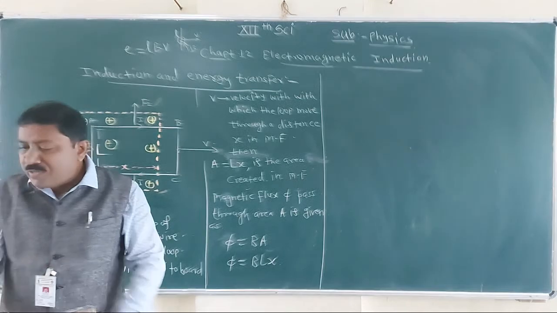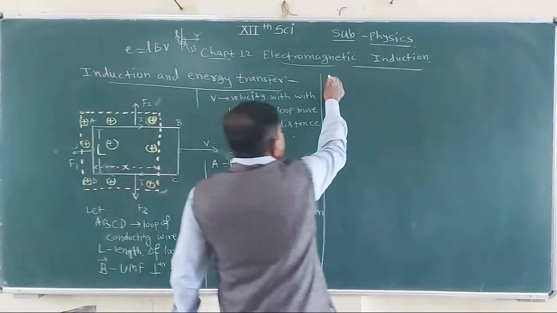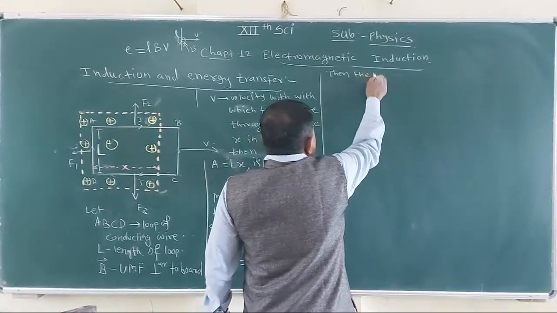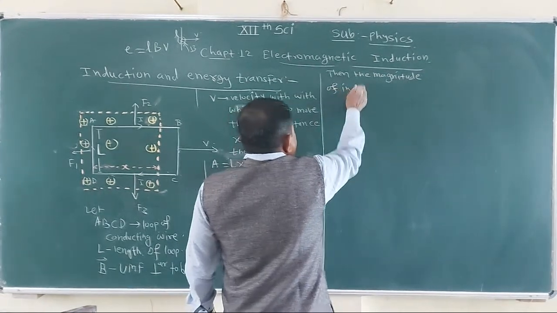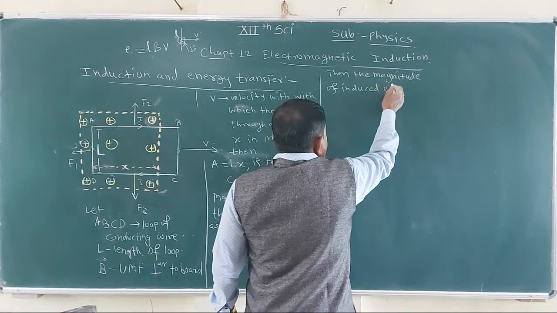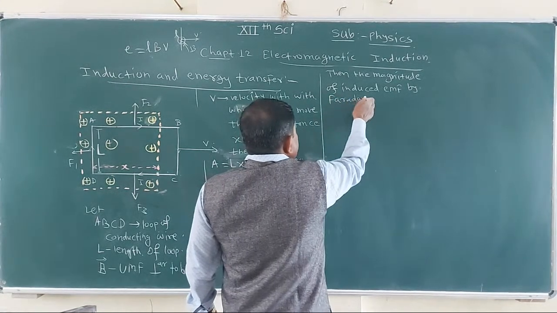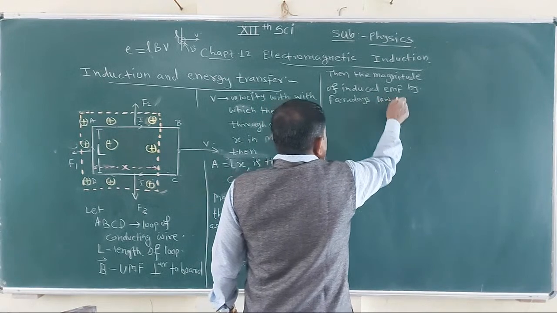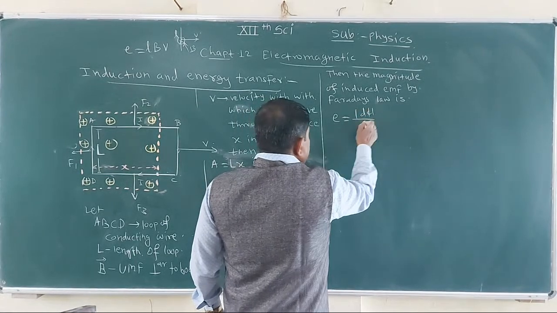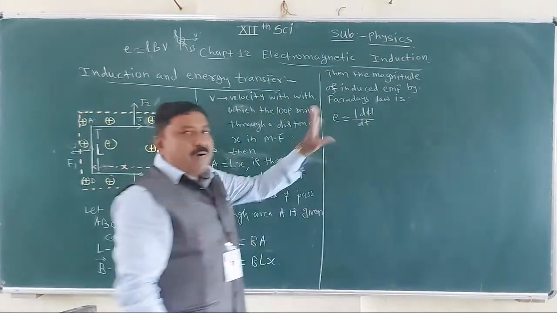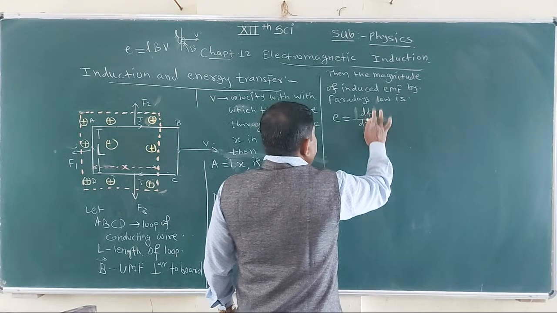So what is the magnitude of EMF induced in that coil or in that loop? The magnitude of induced EMF by Faraday's law is, what is that EMF? E is equal to mod of d phi by dt, or we say d phi by dt. So what is that phi?